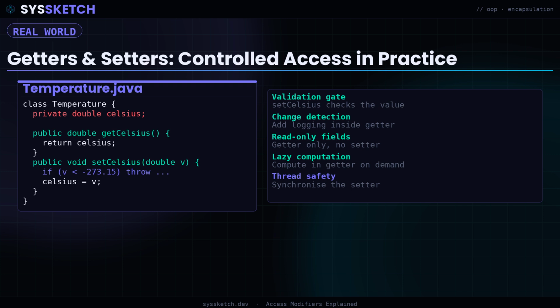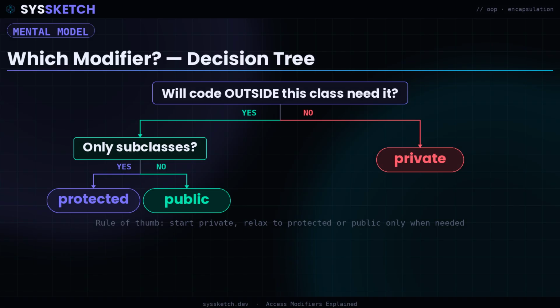So which modifier should you actually reach for? The answer is almost always private first. Start by making everything private. Then ask whether subclasses genuinely need direct access to this field. If yes, relax it to protected. Then ask whether code completely outside this class hierarchy needs to call this method. If yes, make it public. Going in that direction from private outward keeps your class boundaries intentional. The mistake is going the other way, starting everything public because it is convenient and never having a reason to change it. Access modifiers are not a ceremony you perform to satisfy the compiler.